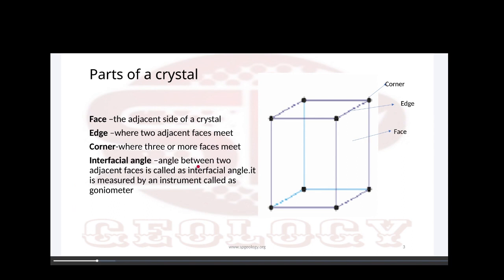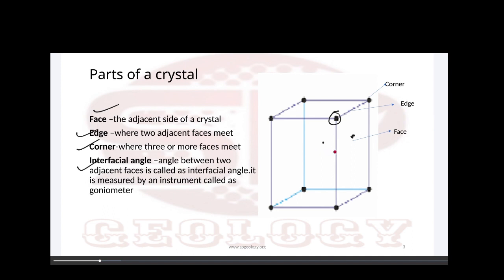What are the different parts of the crystal? So you can consider face, edge, corner, and interfacial angle. So face is the adjacent side of the crystal. These are faces, and where two non-parallel faces meet, they will form an edge, and where three or more faces will meet, that is your corner.